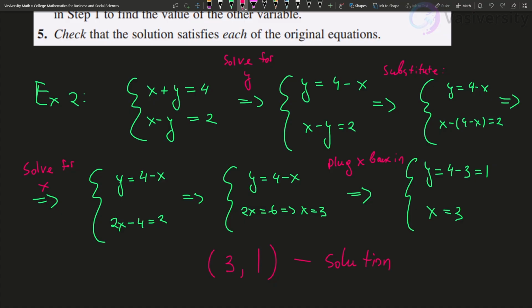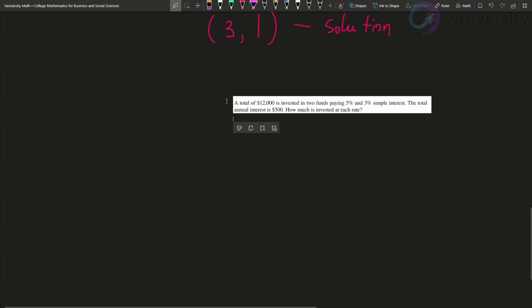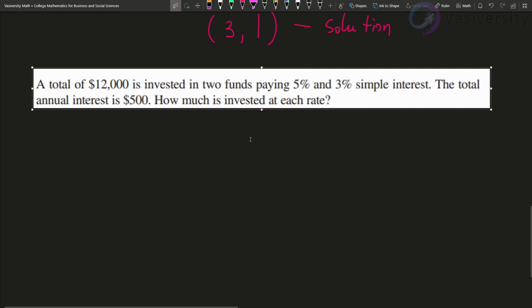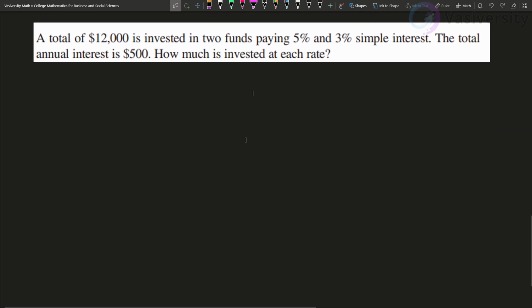And let's take a look at some actual applications. So let's go ahead and work on this problem. So in the previous few lessons, we were talking about the annuity and the interest rates. So let's actually take a look at this problem. A total of $12,000 is invested into 2 funds paying 5% and 3% simple interest. The total annual interest is $500. How much is invested at each rate?